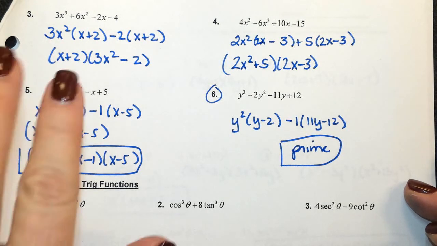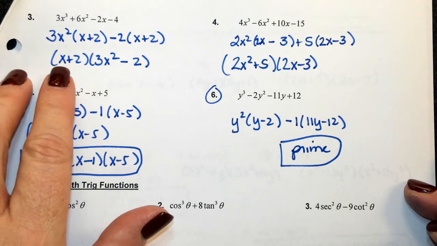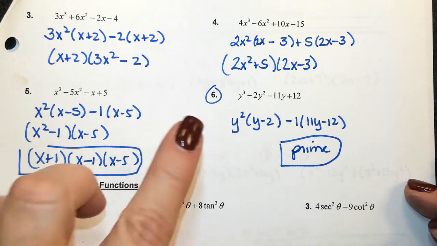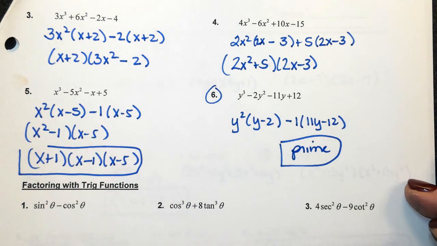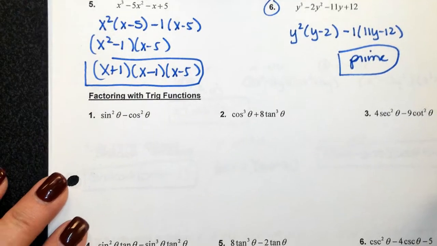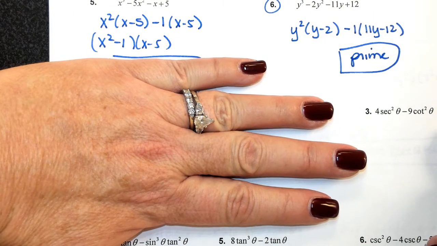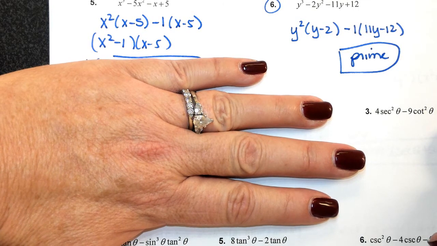So for number 3, again, when you group, we should end up with x plus 2 times 3x squared minus 2. Again, it doesn't matter the order in which you write the parentheses. So any questions on 3 and 4? Now be careful, guys, in number 5. After you do your grouping, you end up with x squared minus 1 times x minus 5.